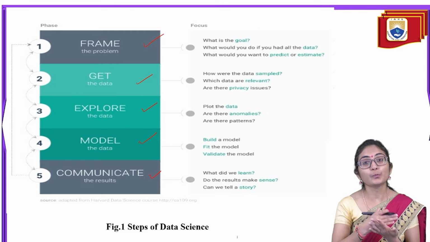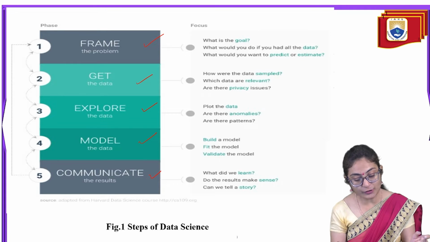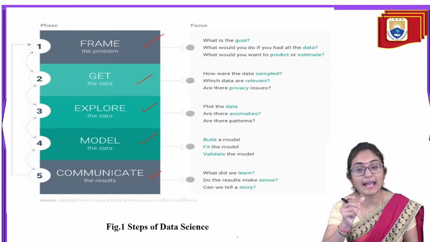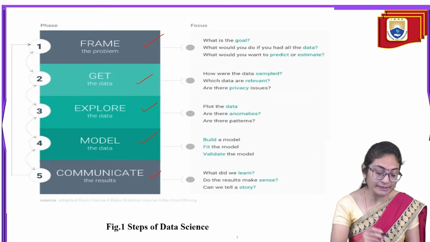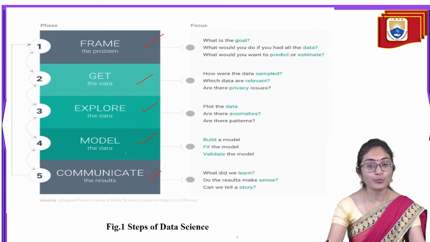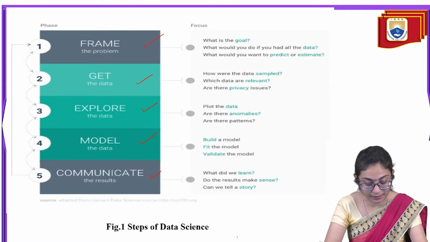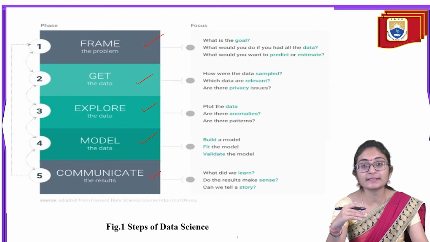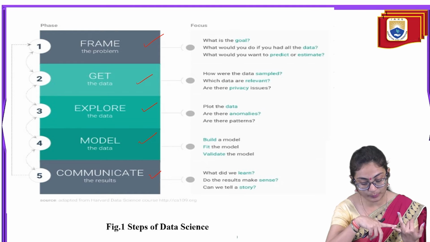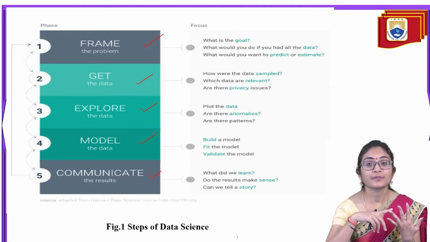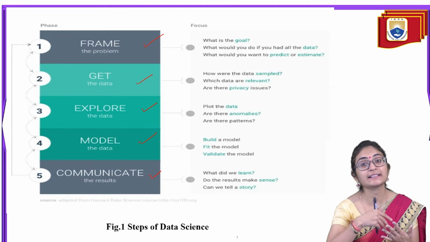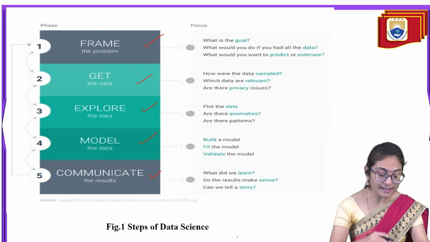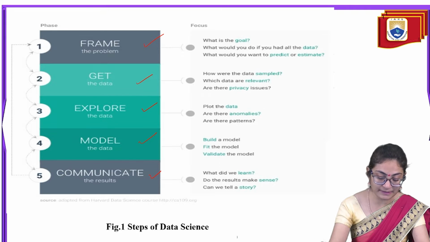Here you have to plot the data. Then you have to look for anomalies, and find out the patterns which are available in your data. Then the fourth one is model. You have to build your model, then fit the model, and then validate the model. Then the last step is to communicate the results.